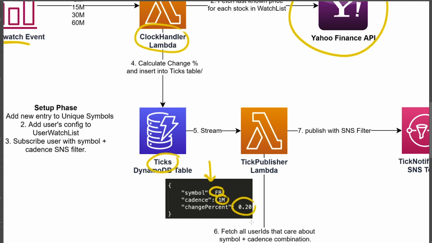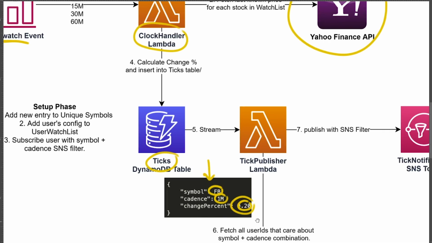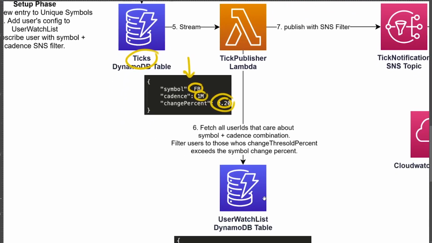You know, that seems trivial. So an event like this, we can see this one was 0.2%. So that would mean that this event should trigger that person to receive a notification, right? So I need a place to store all that configuration, right? And that's what this user watch list table is down here.